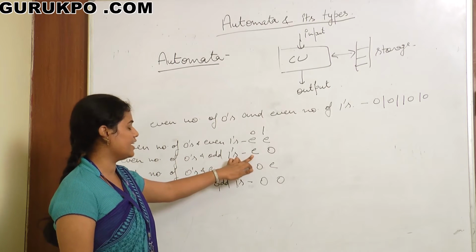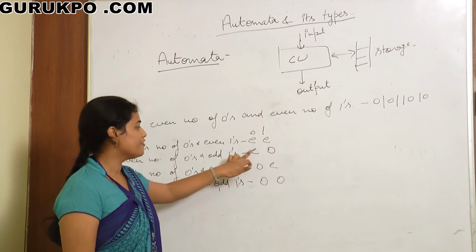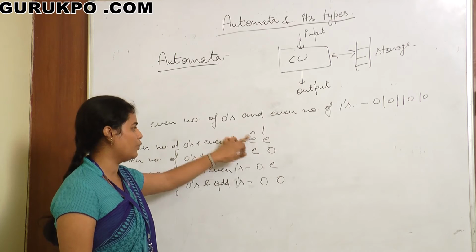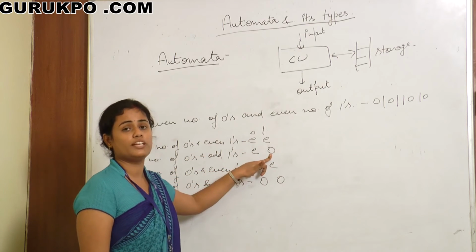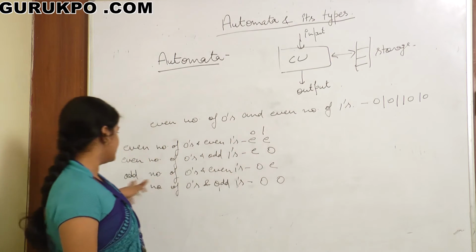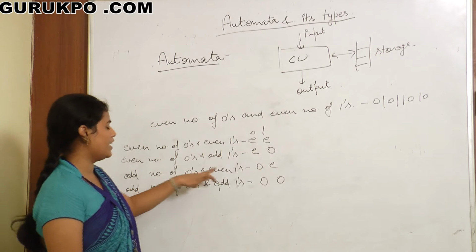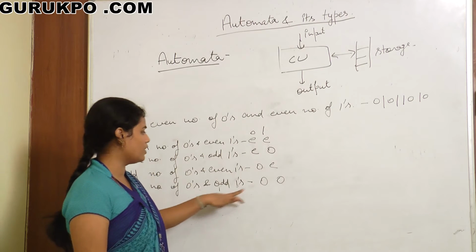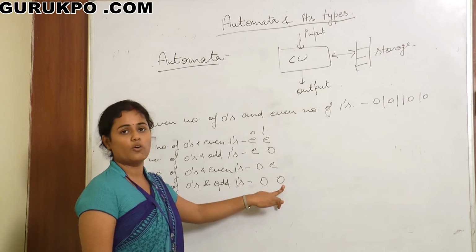In that case we denote it EO. The first letter denotes the number of zeros and the second denotes the number of ones. In the same way, odd number of zeros and even number of ones, we write OE, and odd number of zeros and odd number of ones, we write OO.